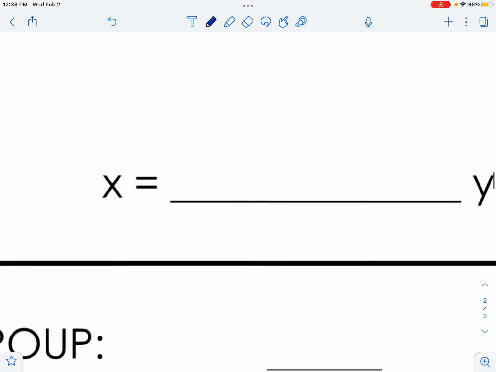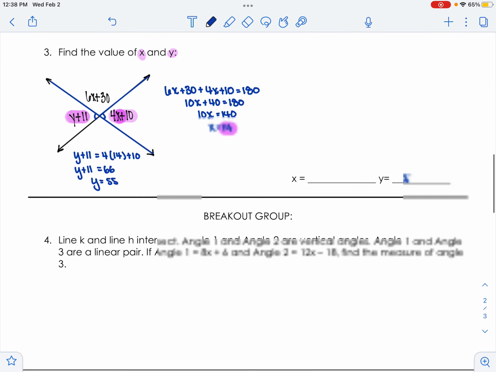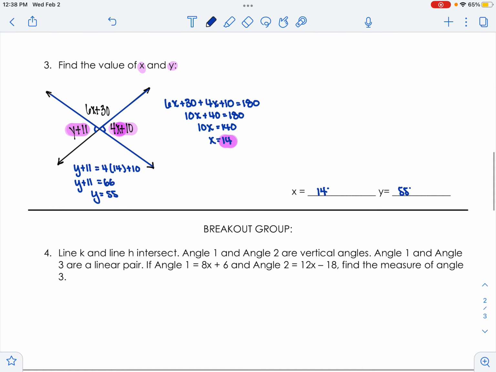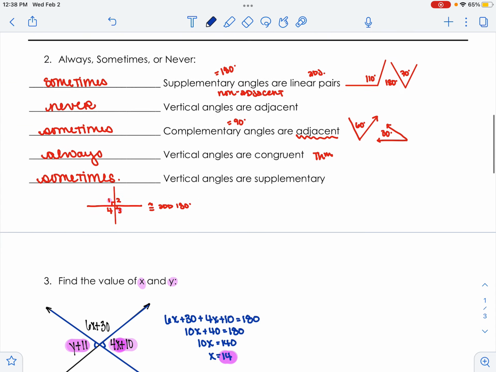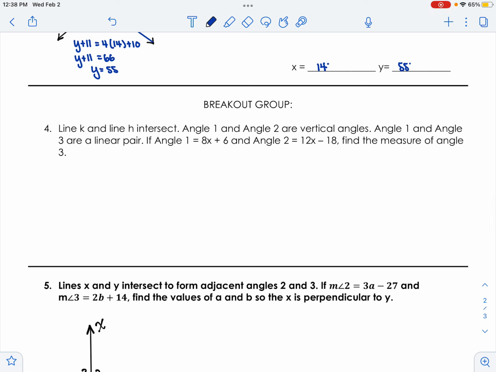So again, it all depends on where the same variables are inside one of those pictures, right? If it wasn't there where we were starting, we would maybe start with the vertical angles and then set them equal and then solve from there, okay? So that was the full group there. I'm going to jump right into the breakout group work, so that we can work through these as well. So example 4 says line K and line H intersect.